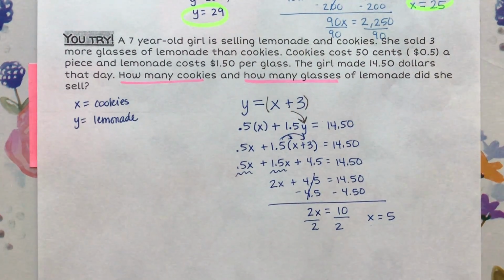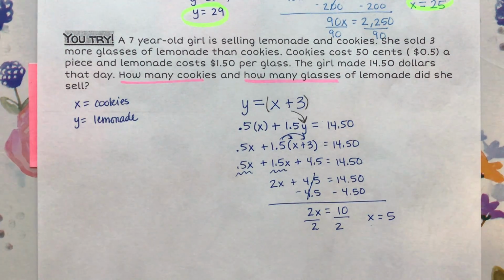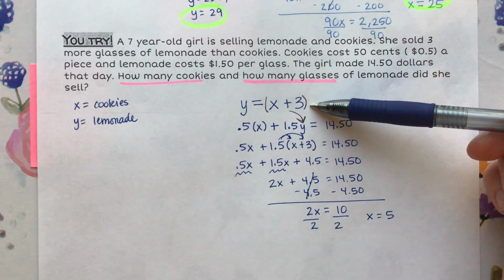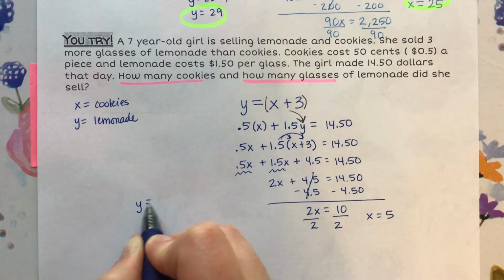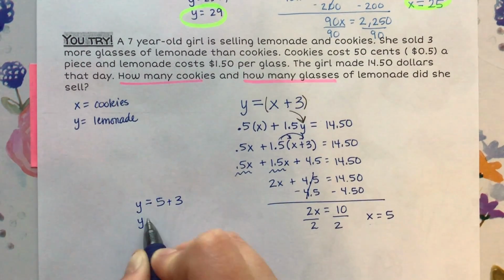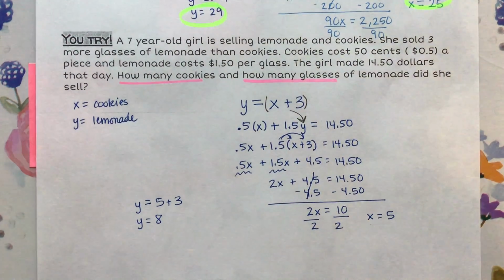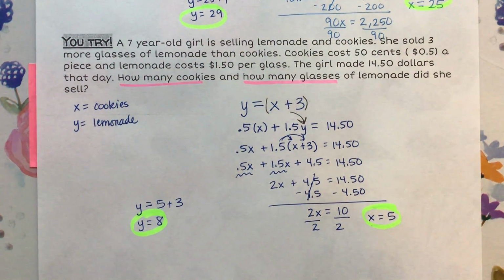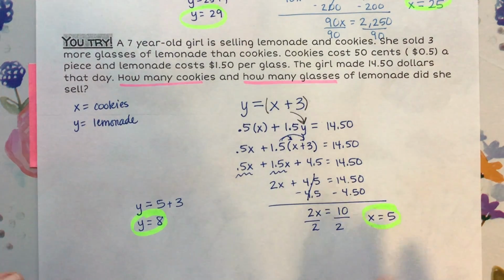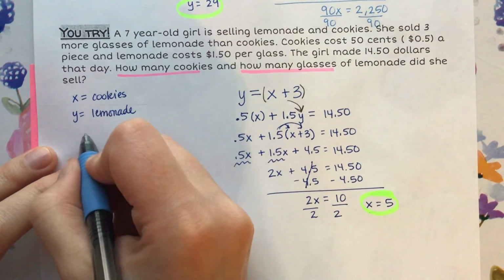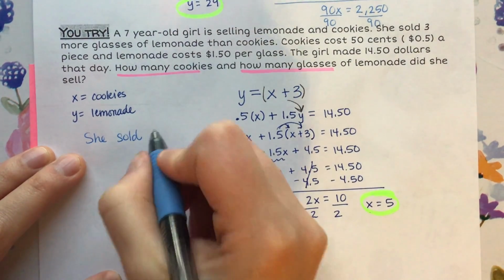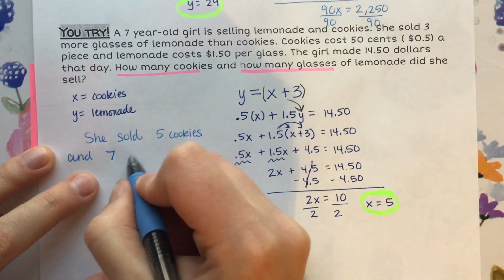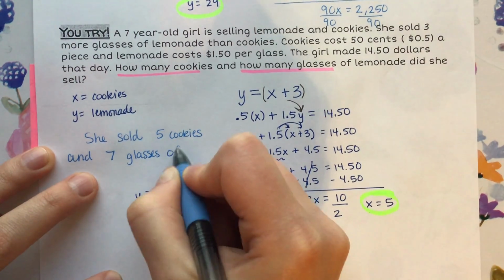If I want to figure out also how many glasses of lemonade she sold, which I do, I'm going to take this x equals 5 and substitute it back into one of my equations. And I think the top one would be easier. So I'm going to say y is equal to 5 plus 3, or y is equal to 8. So to write my final answer, I need to combine this x equals 5 and that y equals 8 into a sentence. So what do these answers mean? It means she sold 5 cookies and 8 glasses of lemonade.